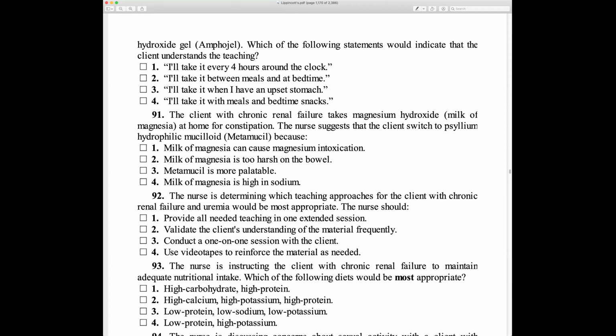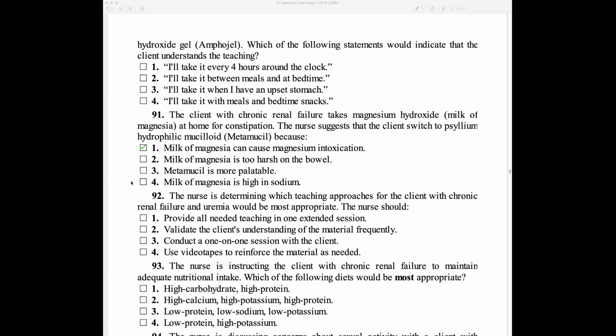It's not that it's too harsh on the bowel, but what electrolyte imbalances is the patient at risk for with chronic kidney disease? Everything's high except calcium, right? So potassium is high, magnesium is high, phosphorus is high, calcium is low. Because magnesium is already naturally going to be high for them, we don't want them to take magnesium hydroxide. So the correct answer for 91 is 1, because it can lead to magnesium intoxication.